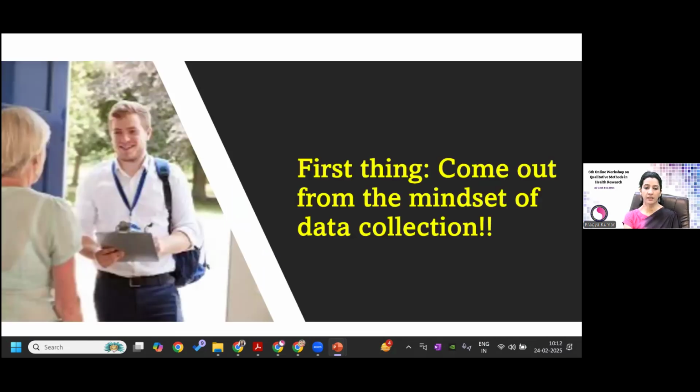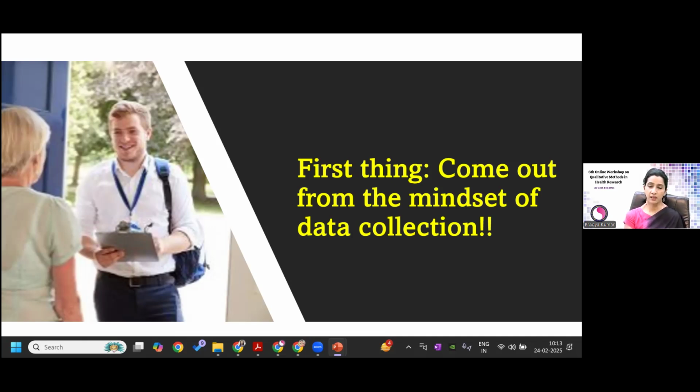The first thing, and that's a very important part, is please get out of this mind of data collection. Generally, when you go to the field after training, even if the PI is taking the interview, most of the time you say to the people that I'm going for data collection. The moment you say data collection, you are making something lively feel very inanimate.